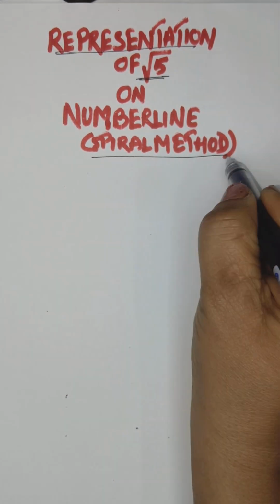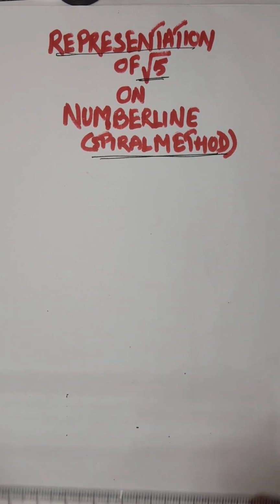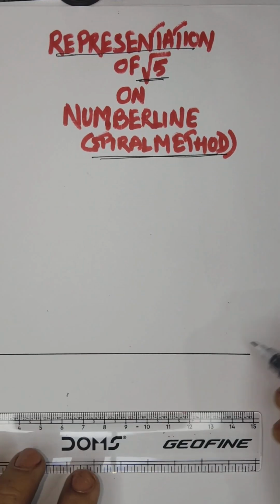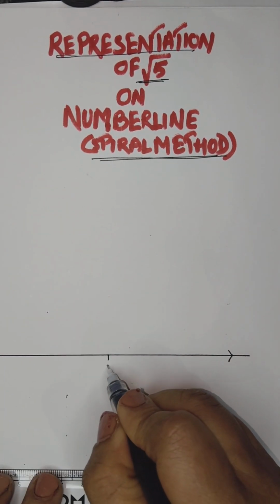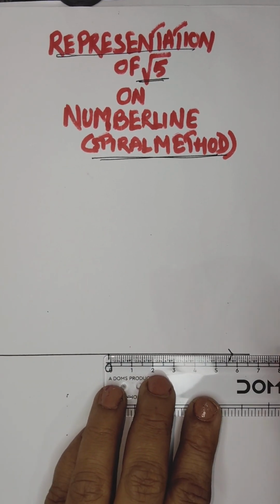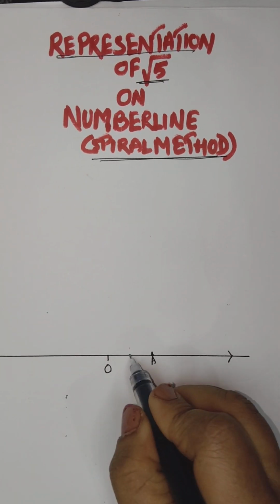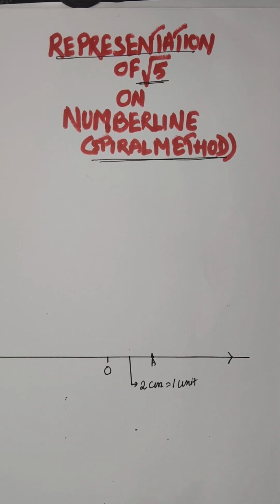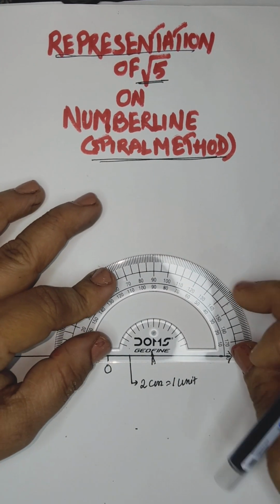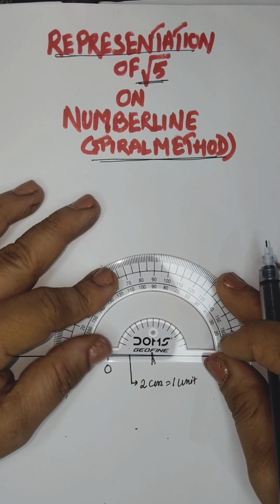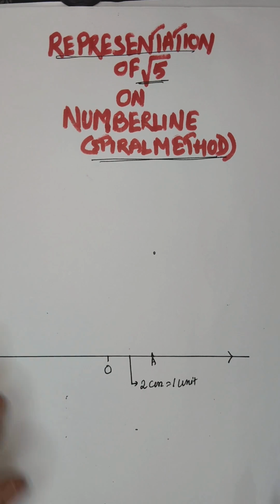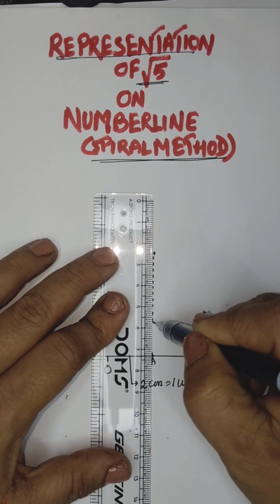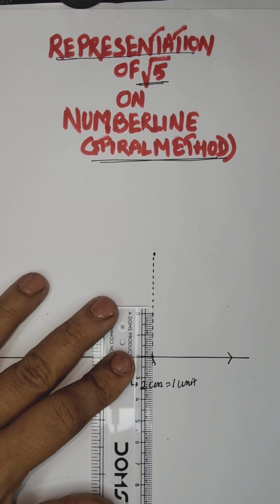Now, let us represent root 5 using spiral method on number line. Again, we have to draw a number line using a ruler. Mark the central point or center as O or 0. Now, let us take a point A on the positive side such that OA equals 2 centimeter, where 2 centimeter represents 1 unit. Next, draw a perpendicular at point A using a protractor or a compass. Make sure that the perpendicular is 2 centimeter long, that is 1 unit. Let us mark the end point as B.